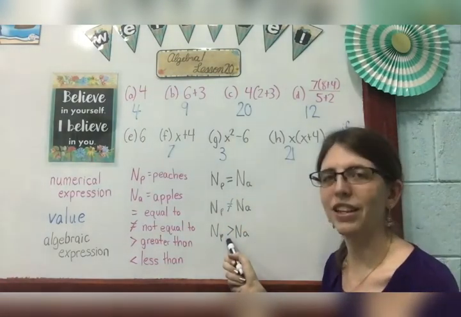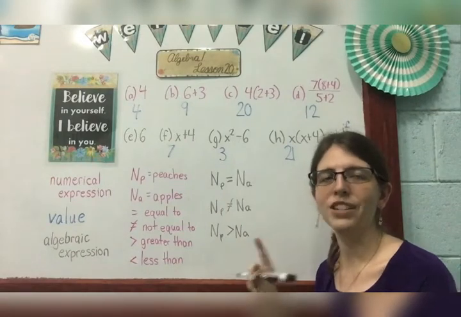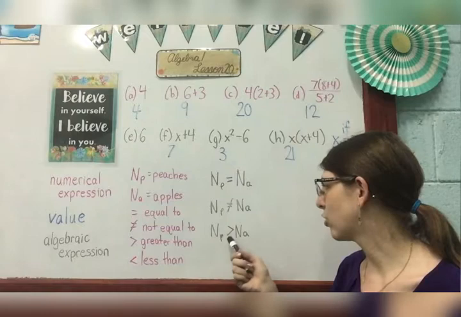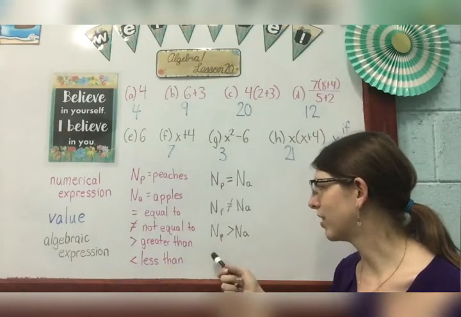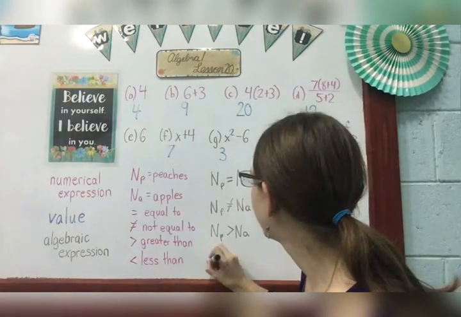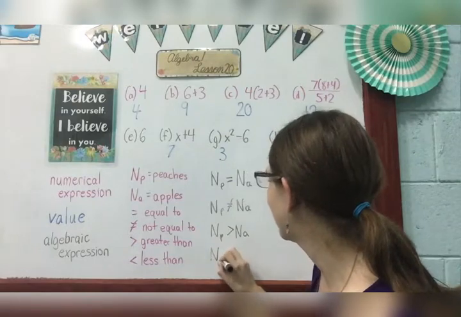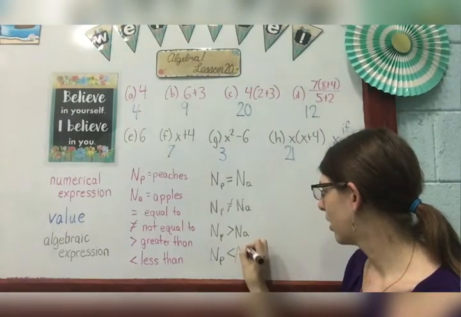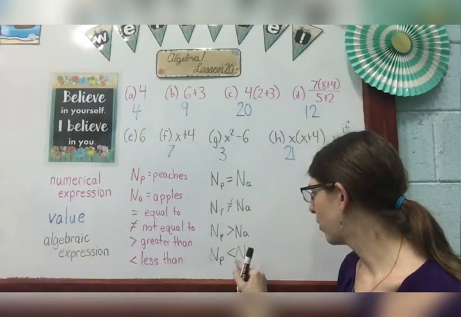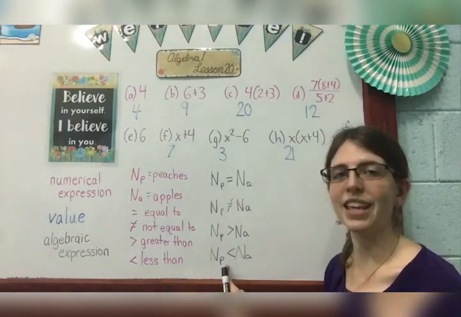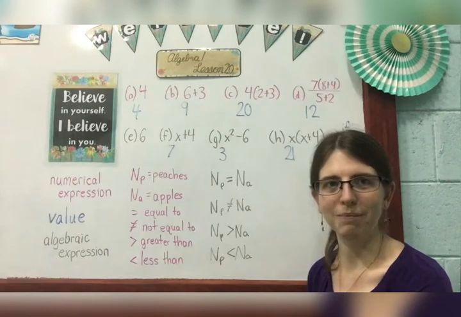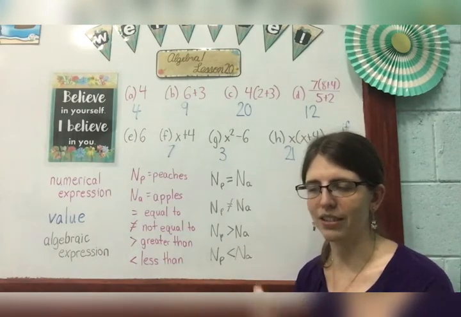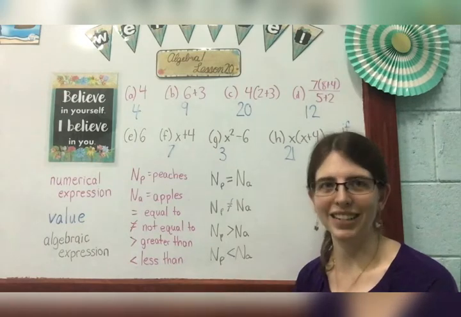So I use my greater than symbol. Remember, the open end is always towards the bigger one. And when you read it across like this, it's always this is greater than because it's open towards the bigger one. If I wanted to say that the number of peaches is less than the number of apples, I use this one with the closed end. So the number of peaches is less than the number of apples. So that's how I show those statements by writing the algebraic sentences.